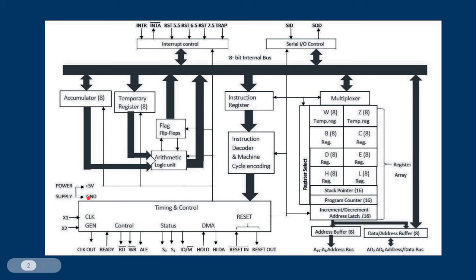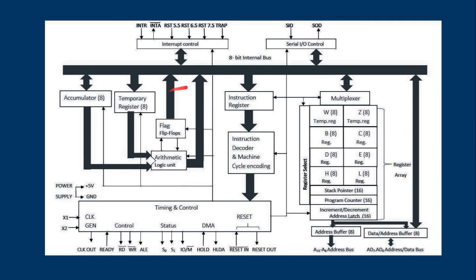Coming to the top portion, here we have the interrupt control: the interrupt signal and interrupt acknowledgement. The signal is inward and the acknowledgement is outward. Then we have other interrupt signals like RST 5.5, 6.5 and 7.5, and the TRAP. These have different applications, which we'll see in detail in the next classes. Finally we have the SID and the SOD, the serial input output control, which is how data comes in and goes out of the processor. That's all the components of this microprocessor.